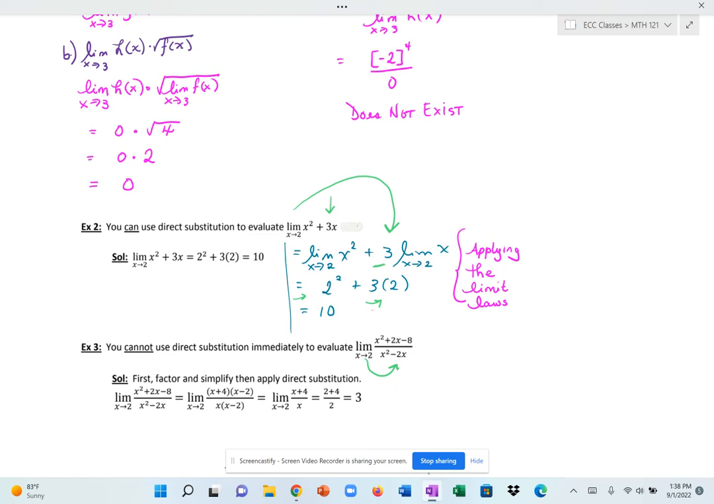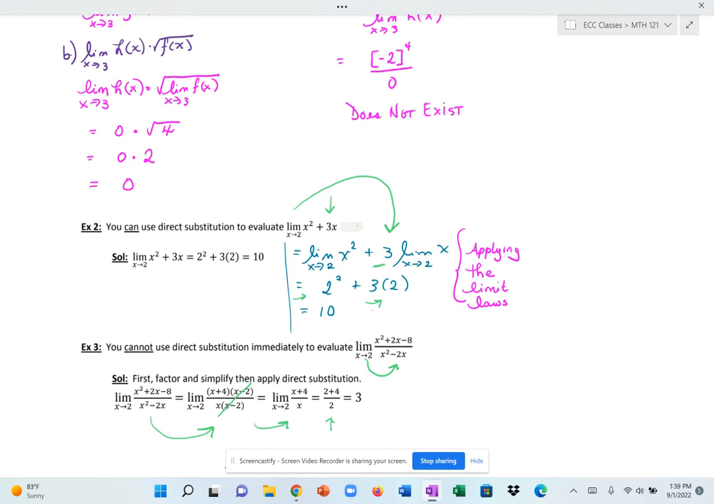So both the numerator and the denominator of this expression can be factored. The numerator factors into x plus 4 times x minus 2, and the denominator factors into x times x minus 2. Once I have factored these, the x minus 2's cancel, and I'm just left with this limit. And now at this point, I can apply direct substitution where the x's are. So I get 2 plus 4 over 2, which is 6 over 2, which equals 3.